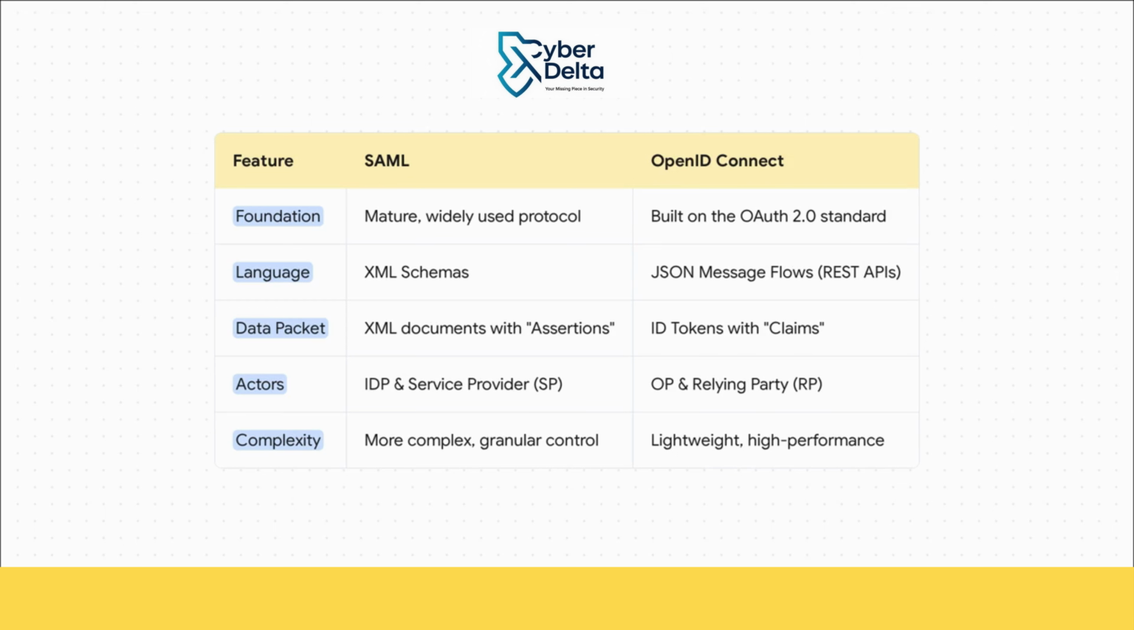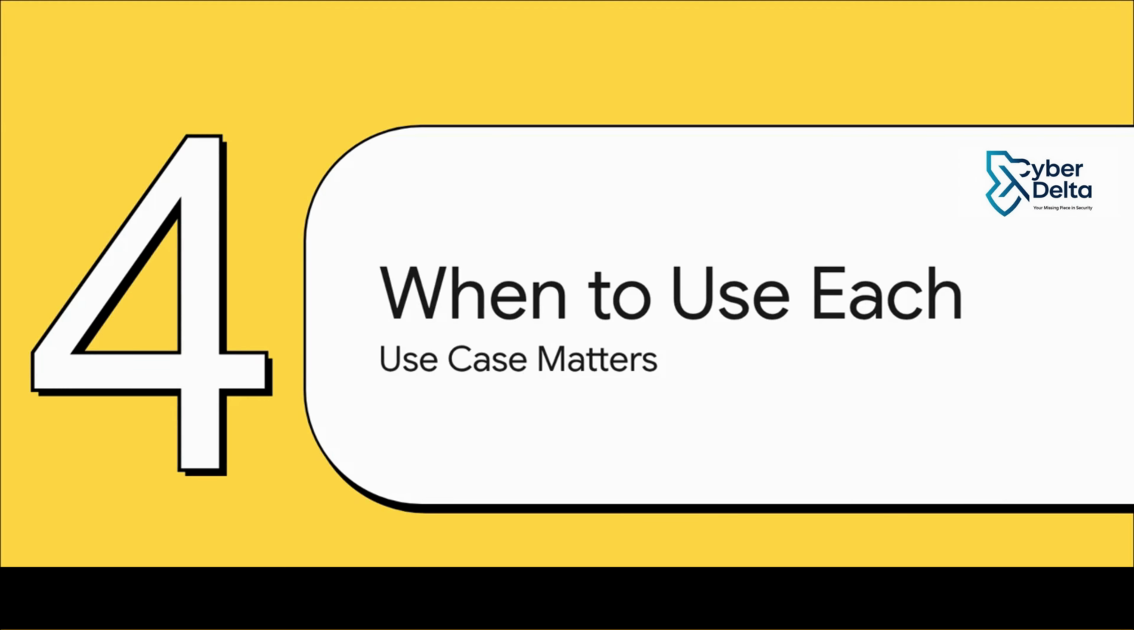But then you have OpenID Connect. It's the new kid on the block, built right on top of OAuth 2.0. It speaks in JSON, which is super lightweight and easy for modern web and mobile apps to understand. It sends these little ID tokens with simple claims through APIs, making it much, much faster and way easier for developers to work with. All right, I know that was a little techy, but it all leads to the most important question, right? When do you actually use one over the other?